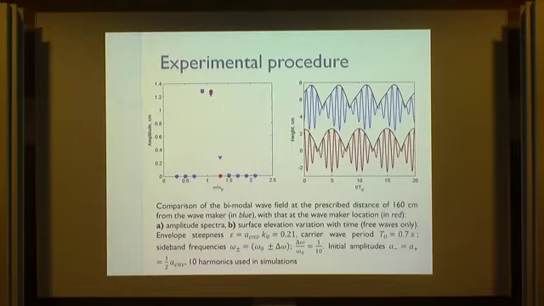And on this picture, you see the surface elevation. The red envelope is very symmetric, very nice and smooth. And the blue envelope, at 160 centimeters, already has a slightly asymmetric shape.